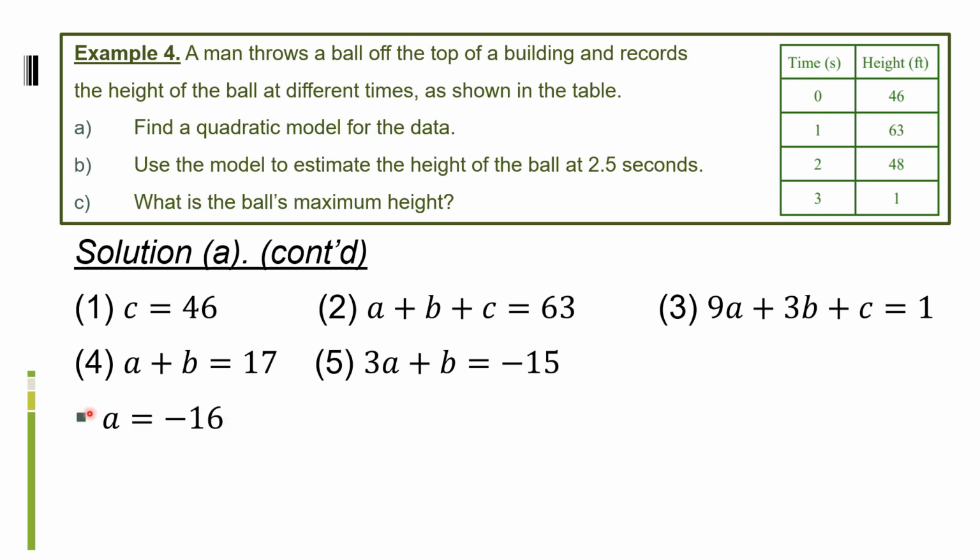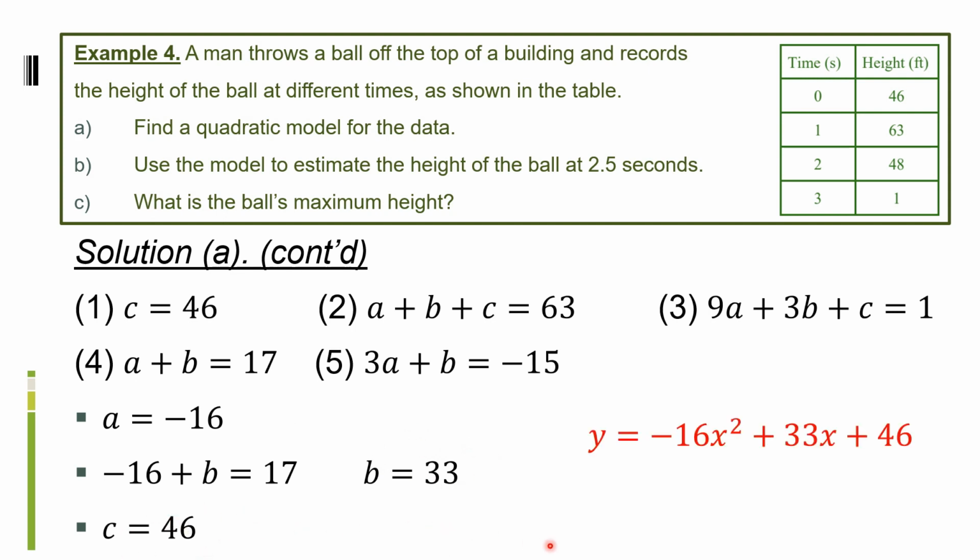Since we know that a is equal to negative 16, so pwede natin ngayong i-substitute ito dito sa 4 to get b. So we have negative 16 plus b equals 17, or b equals 33. And we know that c is equal to 46. So meron na tayong value for a, for b, and for c. So we can now write the equation as y equals negative 16x squared plus 33x plus 46. So this is the quadratic model for the data.